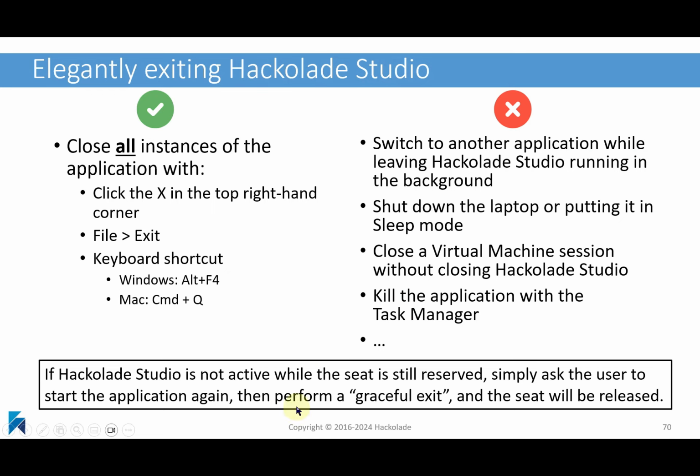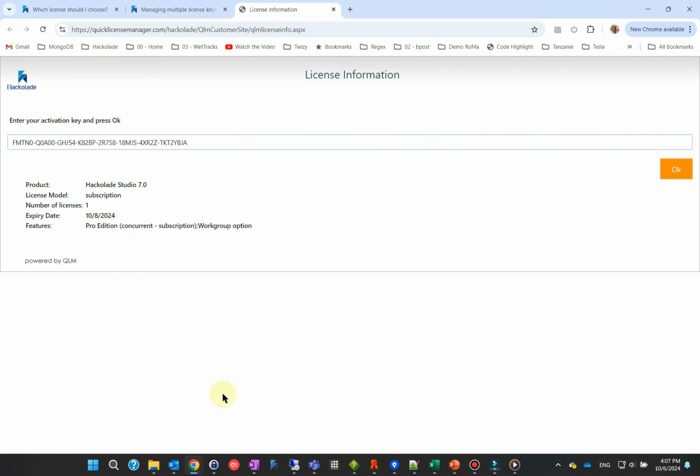Just rebooting the machine while Hackolade Studio is running does not release the seat, neither does closing the remote desktop session. If this situation ever happened accidentally, don't worry. You just need to access the application again, then exit it elegantly, and the seat will be released as expected. Similarly, if you notice in the license information screen that a user seems to be holding on to a seat, you may ask them to simply access the application again, then exit all instances. Let's go back to the link and observe this in real time.